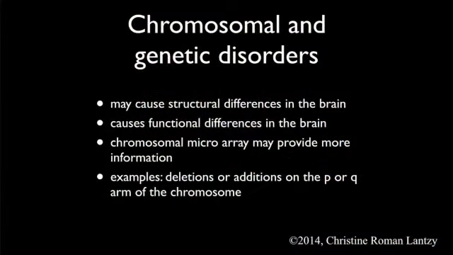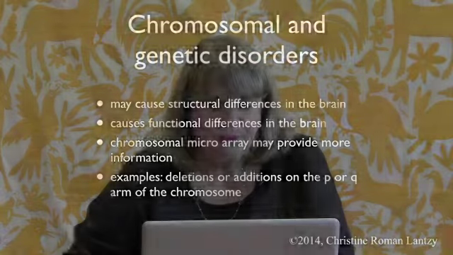A few words about chromosomal and genetic disorders, another broad category of causes of CVI. These chromosomal and genetic disorders may cause structural differences in the brain. They may cause, as importantly, functional differences in the brain. The chromosomal microarray can provide more information, and we'll talk a little bit about examples of deletions or additions on the P or Q arm of the chromosome.